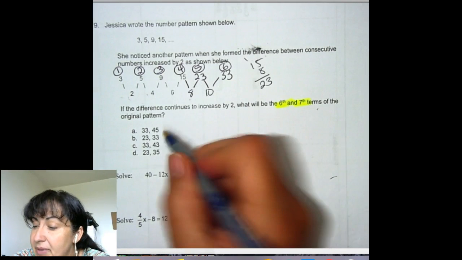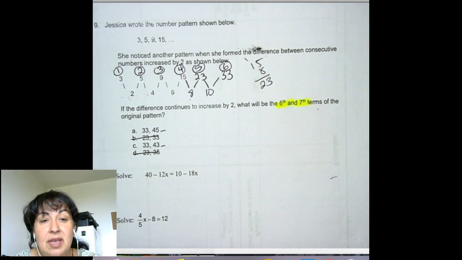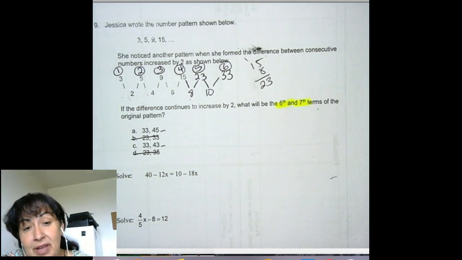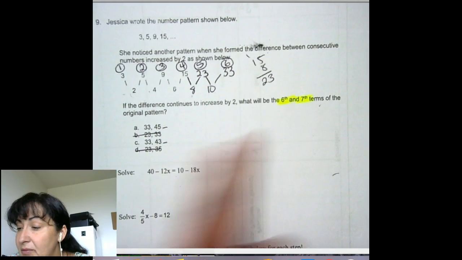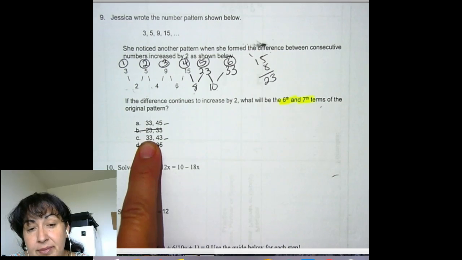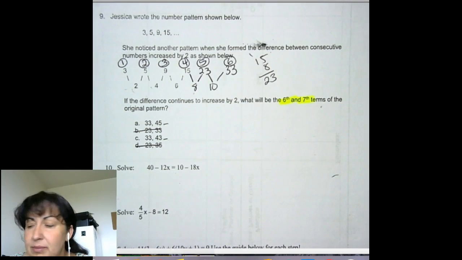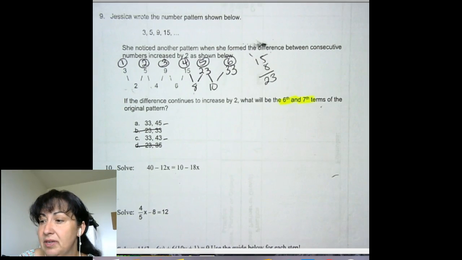So I know it's either going to be A or C. So I'm going to mark those out because I know it's not going to be those. But if I had not reread that direction, I would have went ahead and went with 23 and 33, which was letter B, which would have been wrong. Okay, so make sure you're reading the problem and not missing them, because the way they worded them, they tricked us.